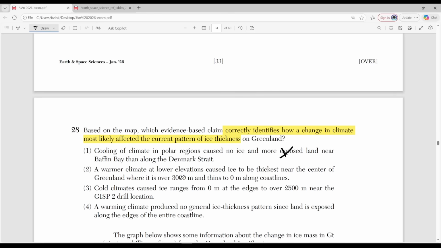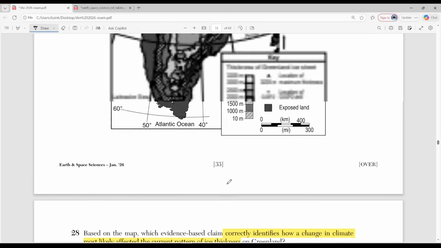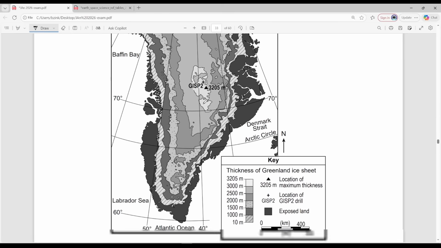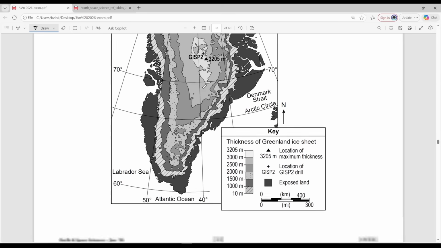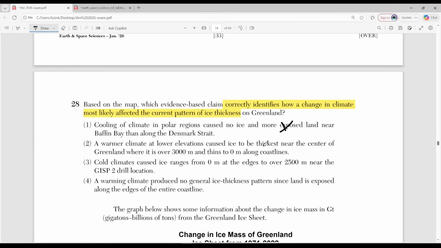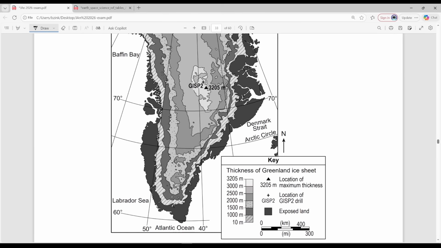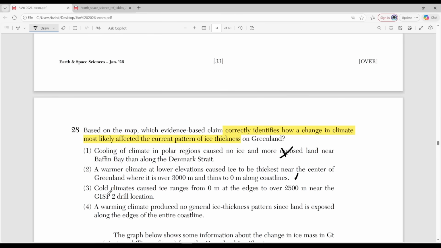A warmer climate at lower elevations causes ice to be the thickest near the center of Greenland, where it's over 3,000 meters and thins to 0. So the center over here is over 3,000 meters, and then the outside would be 0. This is possibly right. Cold climates cause ice ranges from 0 meters at the edge to over 2,500 near the GISP-2 drill location. Okay, technically it's right, but that's not going to be cold climates.